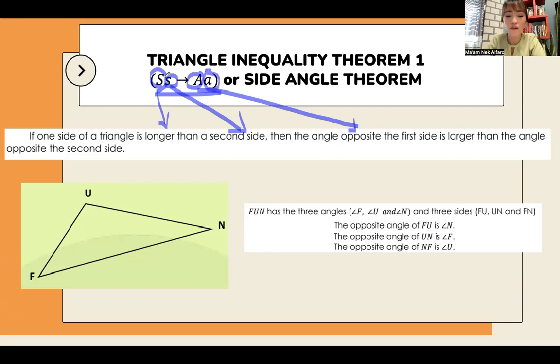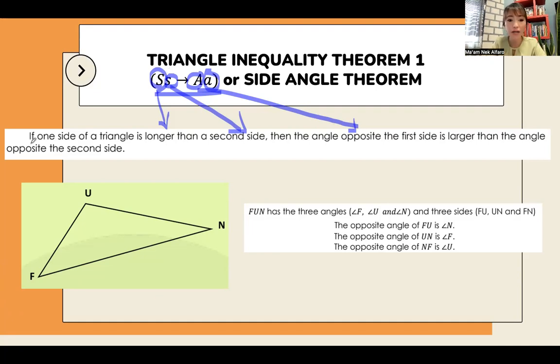Again, this symbol, the capital S or the big S, is the longer side. For small s, this is the shorter side. Big A is for the larger angle, okay? Larger angle. And for the small a, we have the smaller angle, all right? Try to look at the figure.